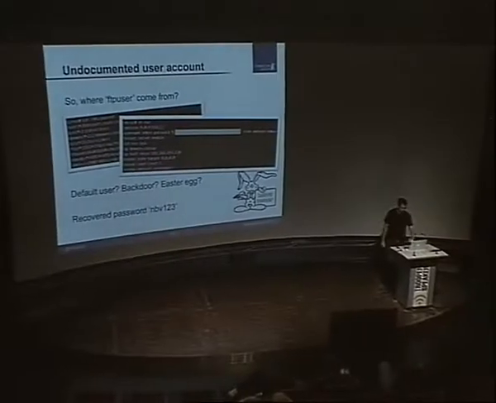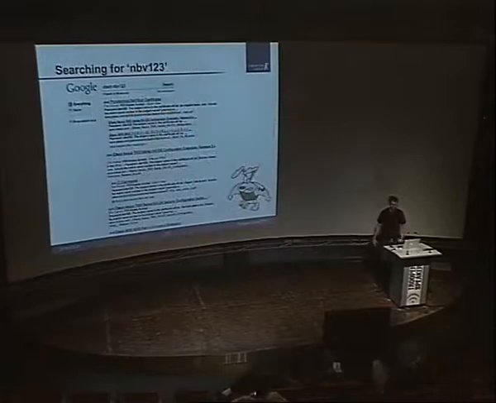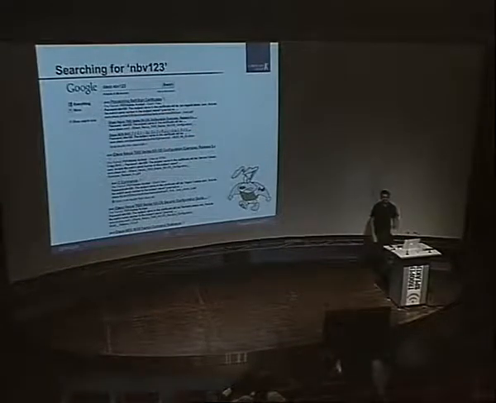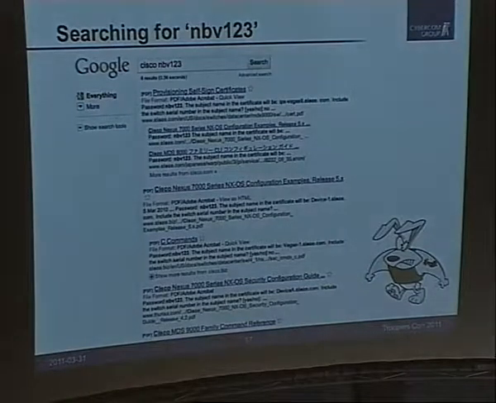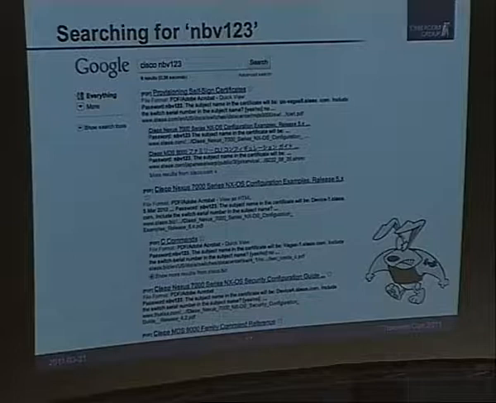I did Google for NBV123. Here it is. There's nothing interesting. The most interesting thing I could find was an example on how to make your own snake oil certificates, and the example password they had was NBV123 for some odd reason, so I don't really know where it comes from. But it looks like someone may have read an example of doing something, and NBV123 was the obvious password.